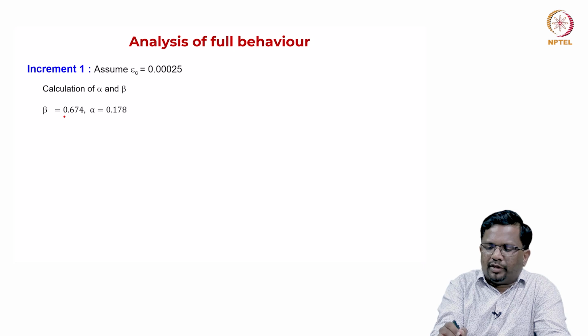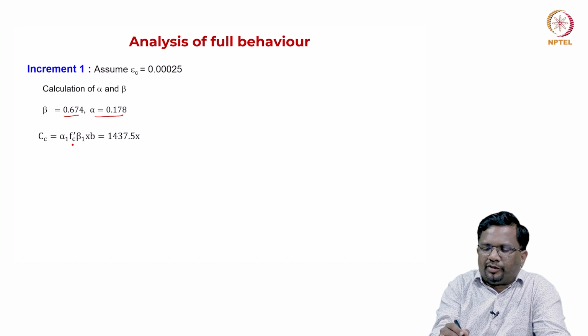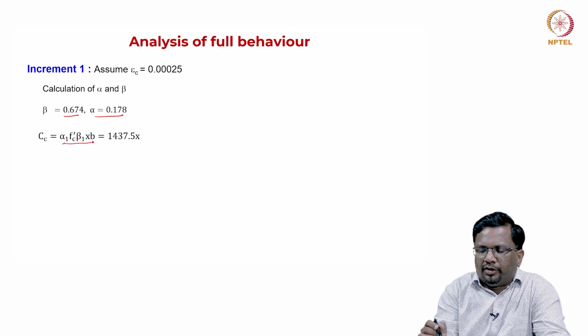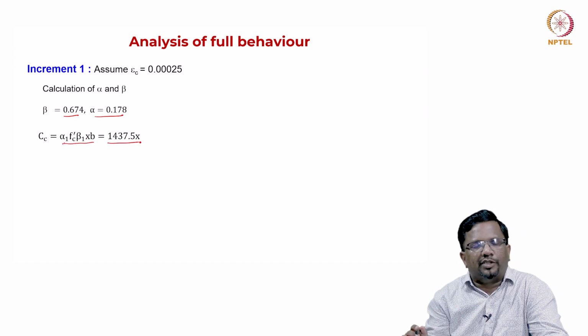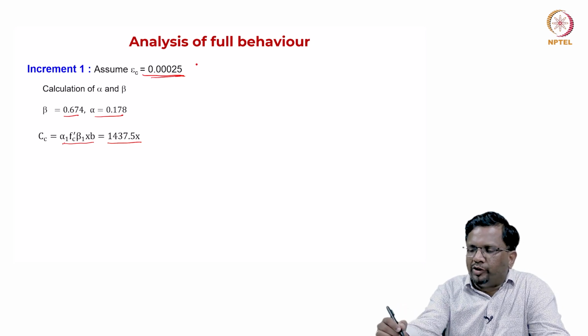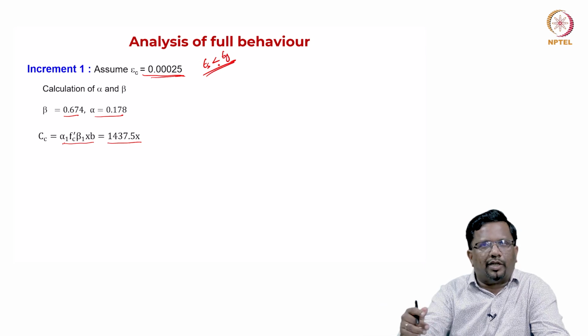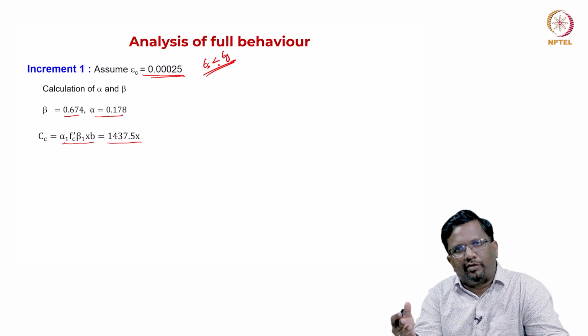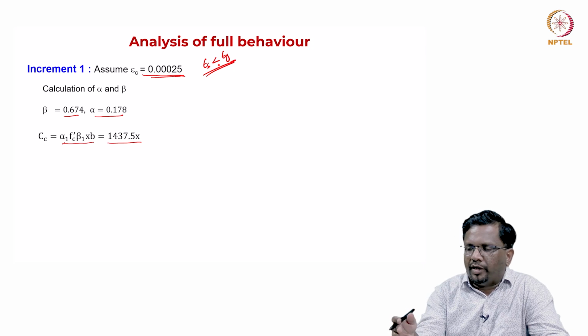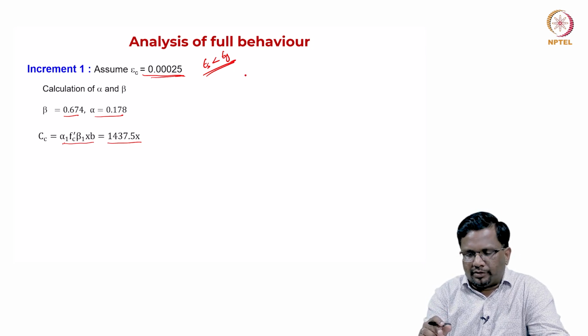We get beta as 0.674, and alpha is a very small value because epsilon c is very small. The compression force is alpha 1 f prime c beta 1 into x into b. So, again express this in terms of x. Because my strain is small, here I am again assuming that the steel strain epsilon s is going to be less than yield. This is the condition that I am assuming, and I have to verify it again. If this is the condition, I can directly solve in the form of a quadratic equation.